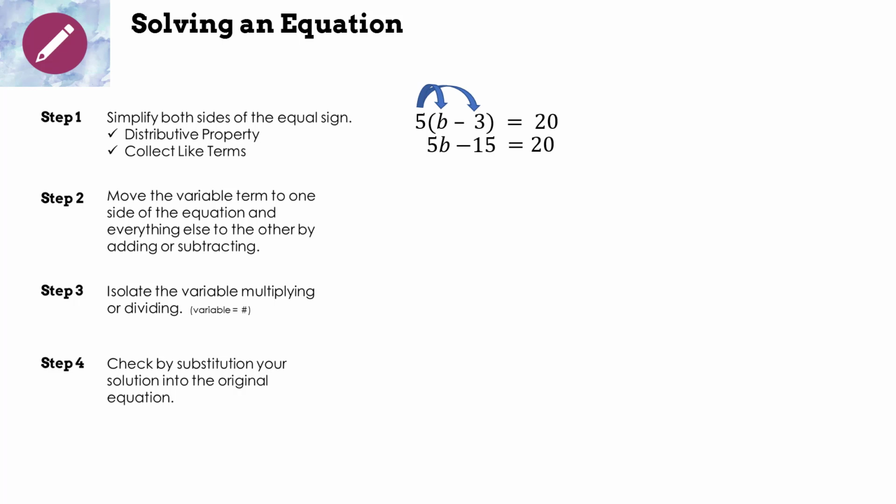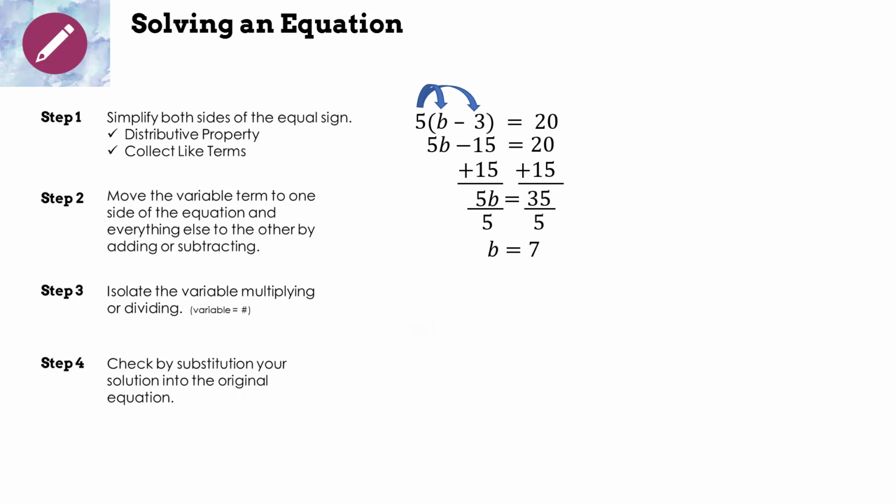So we're on to step 2. We need to get 5b by itself. That means we need to get rid of the subtract 15 or negative 15. The opposite of subtracting is adding. Remember to do both sides of the equal sign. So we end up with 5b equals 35. Step 3, we need b by itself. We want b to equal something. So the opposite of multiplying is dividing, and b equals 7.